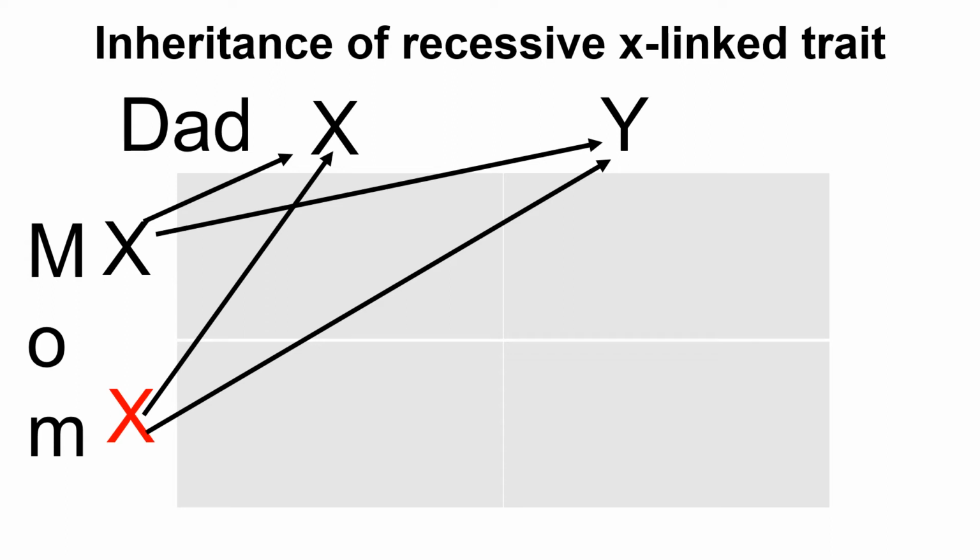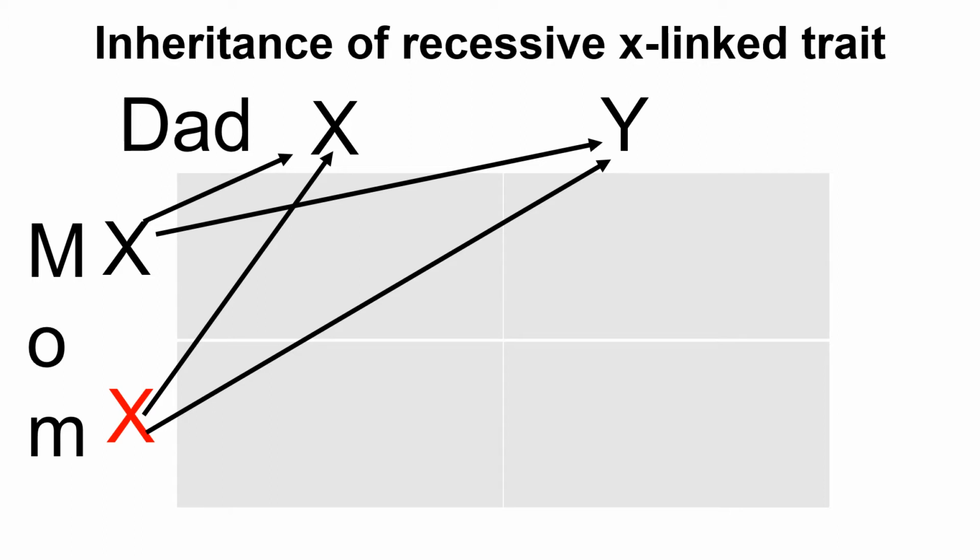All right, so let's do a Punnett square to see what the probabilities are that if you have a mutation in the X chromosome, how is that mutation going to affect males or females? Is it going to affect both of them equally? Is one of them going to be more affected than the other? Let's find out.